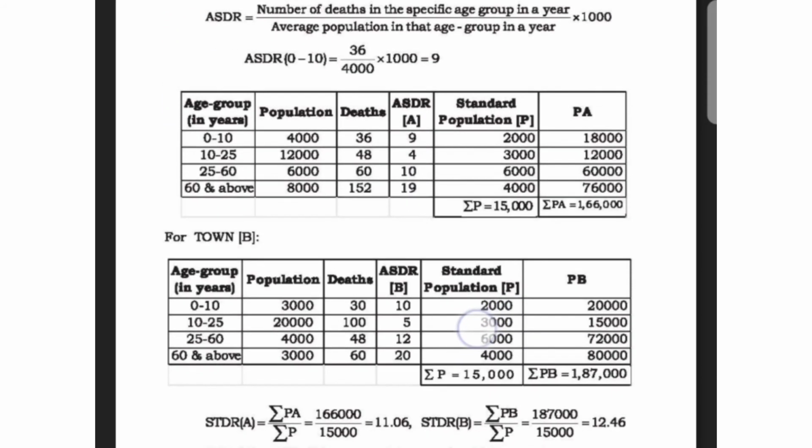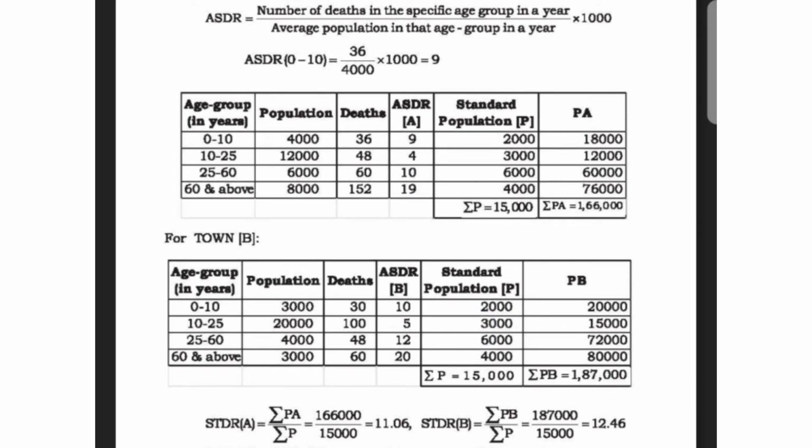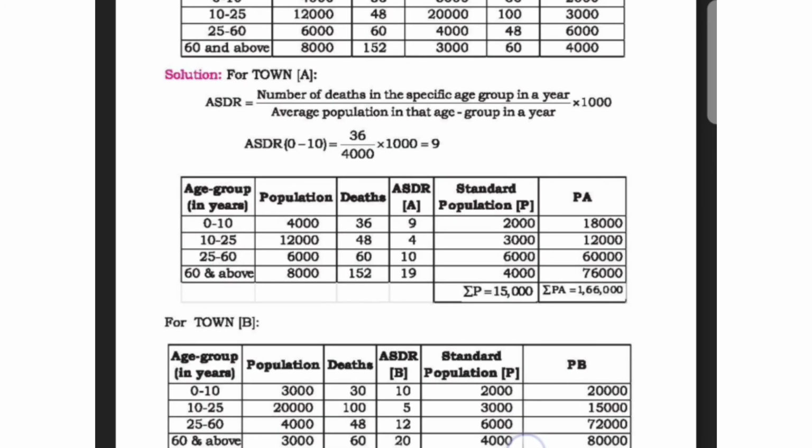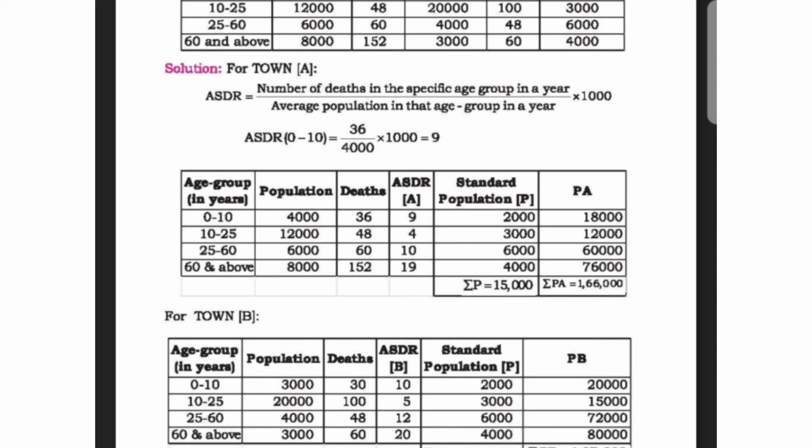The formula is deaths divided by population into 1000. You are calculating that as ASDR. ASDR is 36 divided by 4000 into 1000. Then you are getting the ASDR.